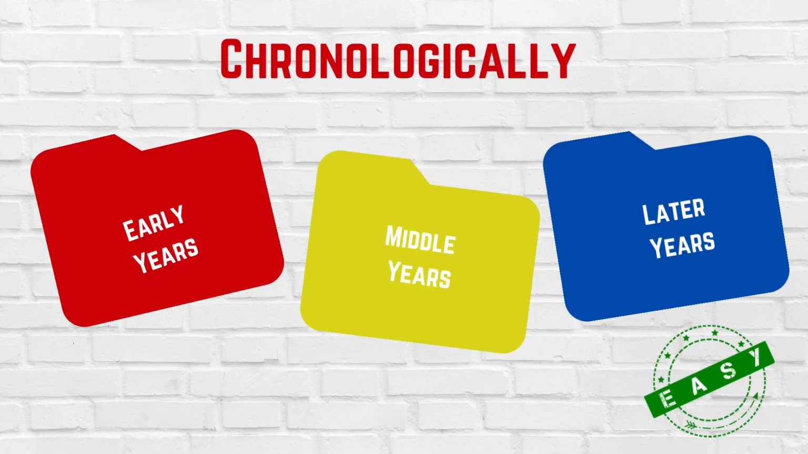Step 2, organize, organize, organize. You have got to be organized to take on a project of this magnitude. The easiest way is to categorize your photos into 3 slots: early years, middle years, later years. That's a chronologically based slideshow.